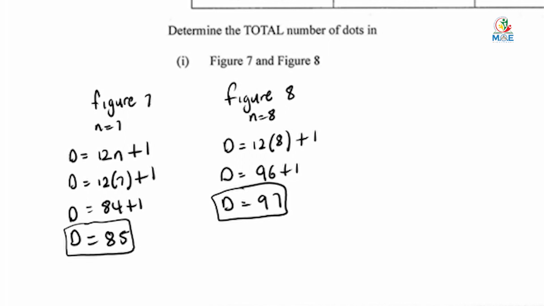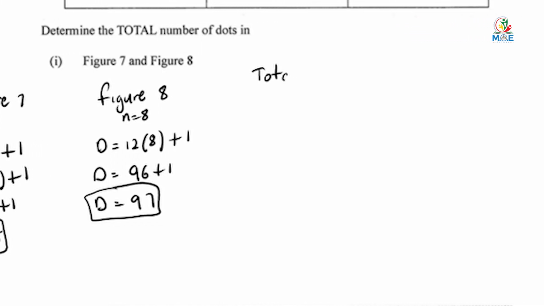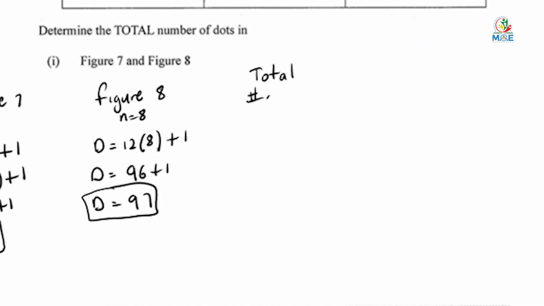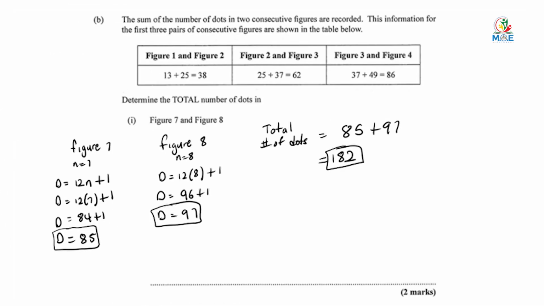So the sum of the total number of dots in figures 7 and 8 would be simply 85 plus 97. That would give us 182. So therefore, we can say the total number of dots for figures 7 and 8 would be 182. You just add the 85 plus the 97.